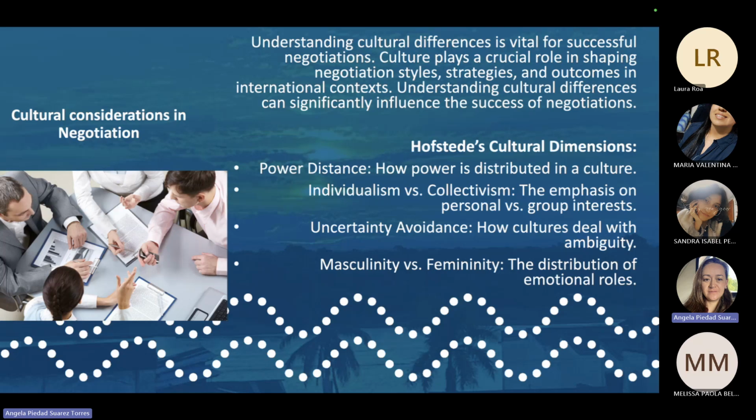There are, for example, Hofstede's cultural dimensions. Power distance: how power is distributed in a culture. It's different in every culture. In cultures with high power distance, like the Asian cultures, authority and hierarchy play a significant role in negotiations. Decisions may come from senior leaders, and respect for authority may shape the negotiation dynamics. So, if you go for the Asian cultures, you need to know that.